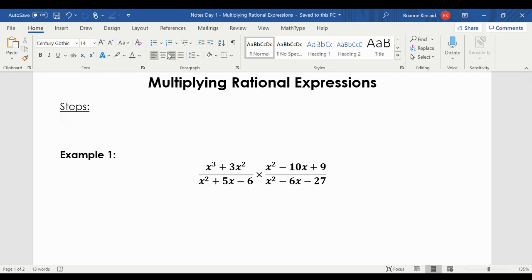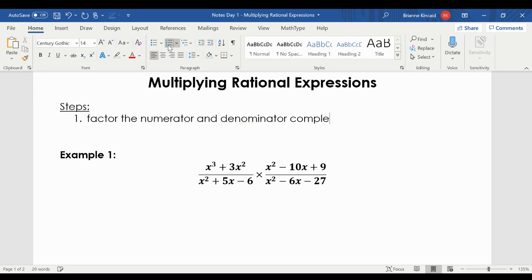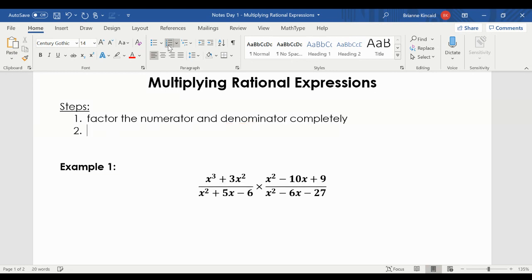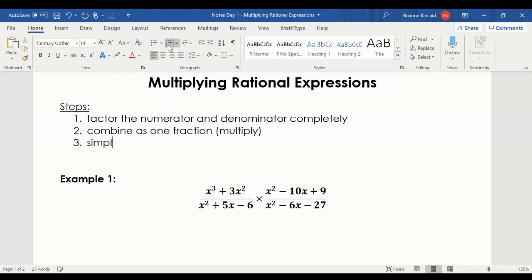So we have a couple steps here. First thing we want to do is factor the numerator and denominator completely. After that, we're going to combine as one fraction, meaning we're going to multiply. So remember, once again, you multiply across on top, multiply across on the bottom. Step 3, we want to simplify.